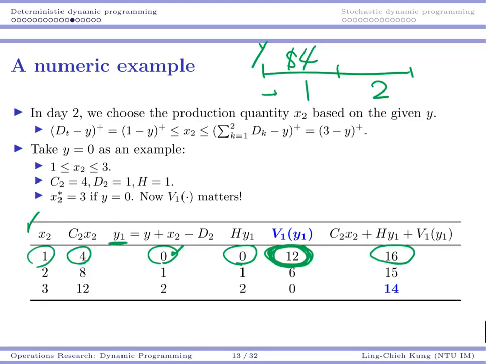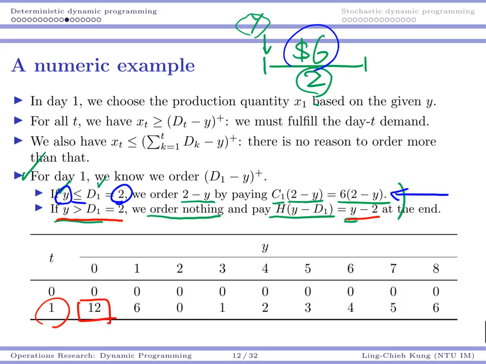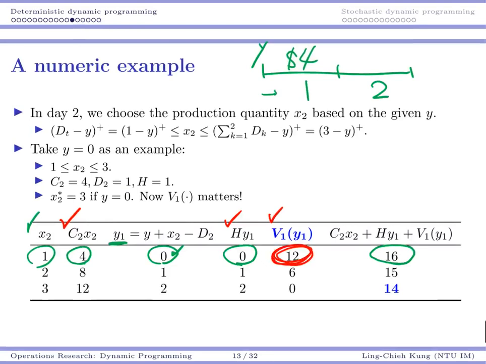And what's the total? Here is the production cost for today, here the inventory cost for today, and V1, the cost starting from tomorrow. Okay, and if you forget how we get 12 as V1 of 0, we go back to the previous slides. It's here. We already know that for period 1, if we have nothing at the beginning, we need to pay $12. That's how we get this 12. Okay, so that's the case if we order or produce 1 unit.